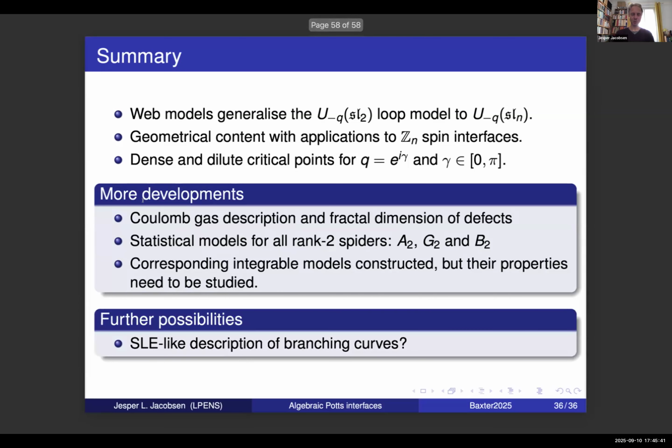And one could imagine various directions. So for example, the usual loop model has been very popular in probability theory, where it has been studied by SLE techniques. But here the curves are branching. So the question is, can SLE do something similar? So with that, I hope I'm precisely on time, and thank you for your attention.